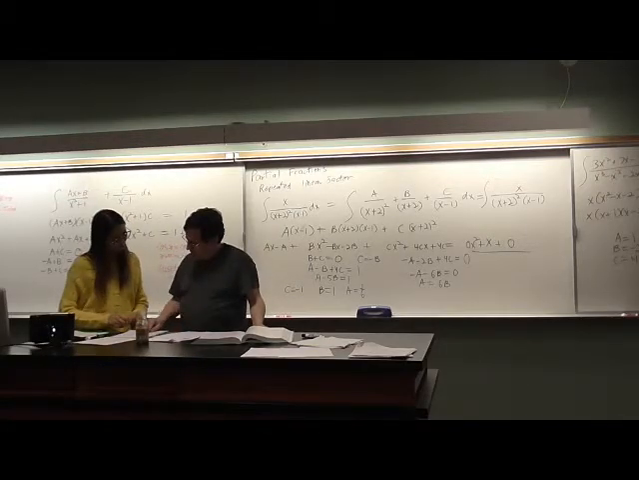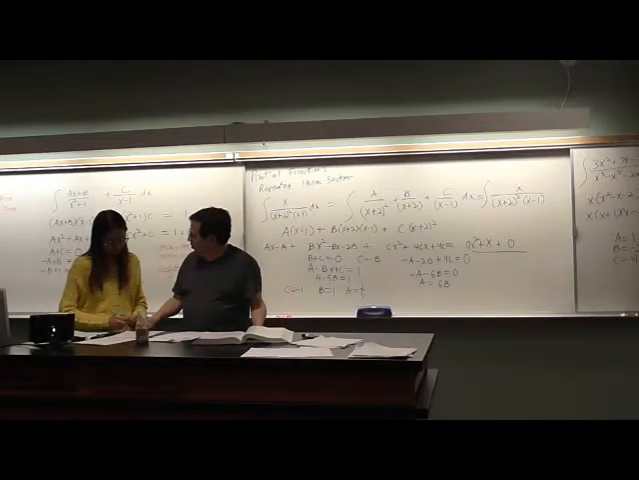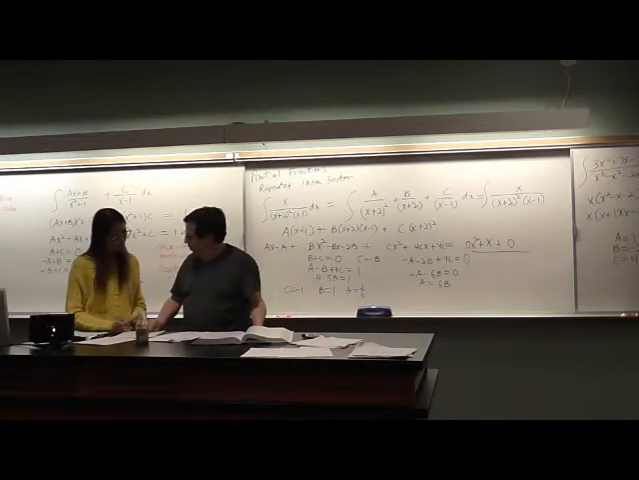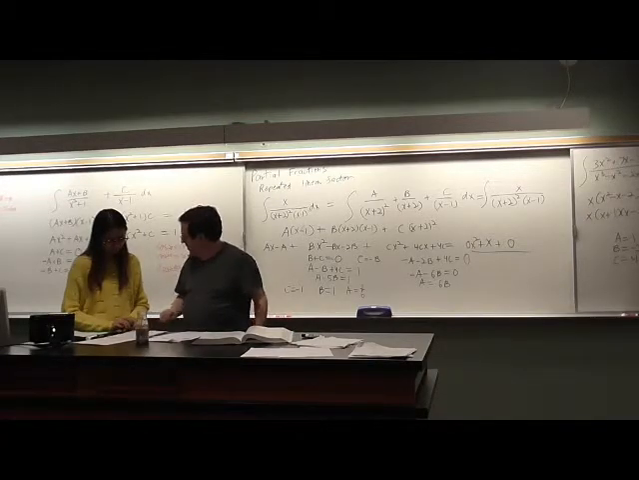Tangent squared is 1 plus the secant squared, which we just did. The integral of the tangent squared is equal to 1 plus the secant squared. The integral of the secant squared is the tangent. Now I got it.